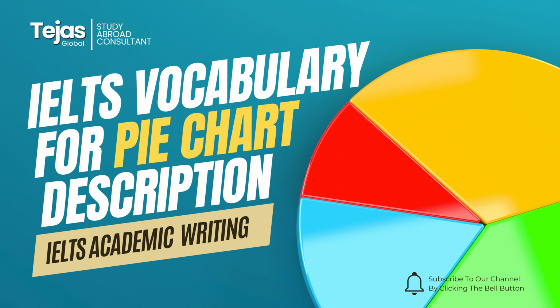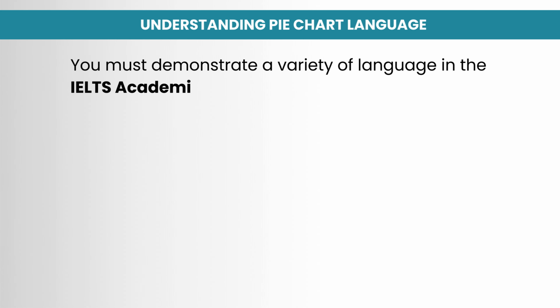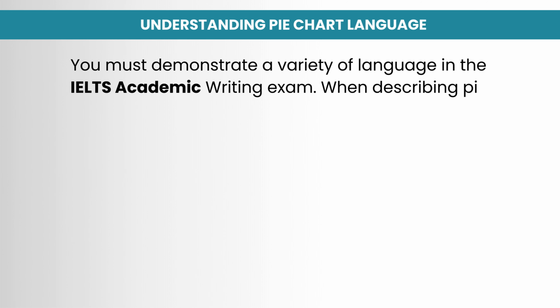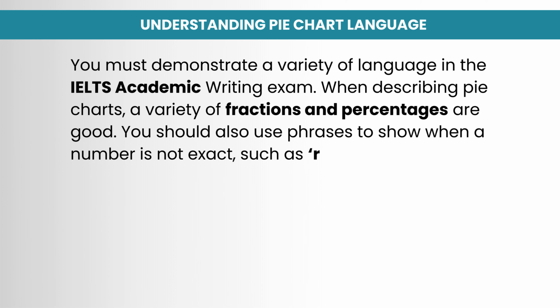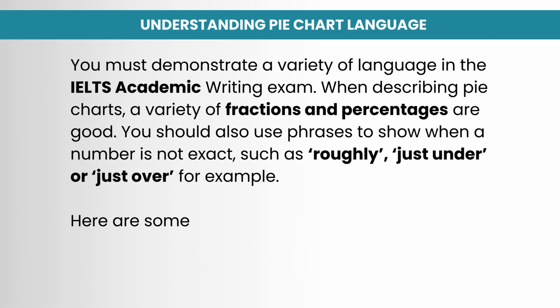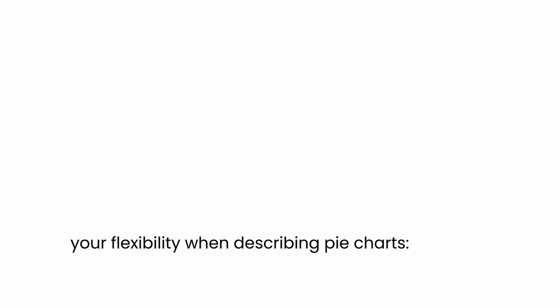IELTS Vocabulary for Pie Chart Description, Writing Task 1. Understanding pie chart language. You must demonstrate a variety of language in the IELTS Academic Writing exam. When describing pie charts, a variety of fractions and percentages are good. You should also use phrases to show when a number is not exact, such as roughly, just under or just over, for example. Here are some language examples to increase your flexibility when describing pie charts.